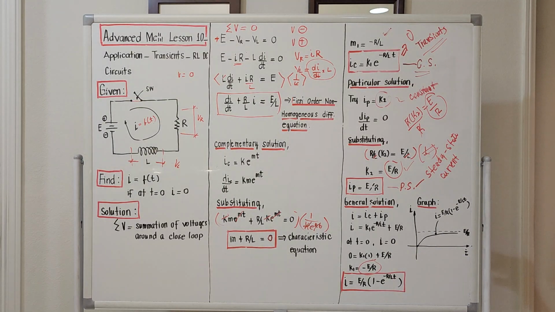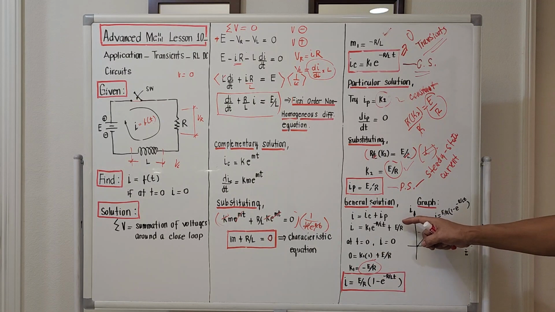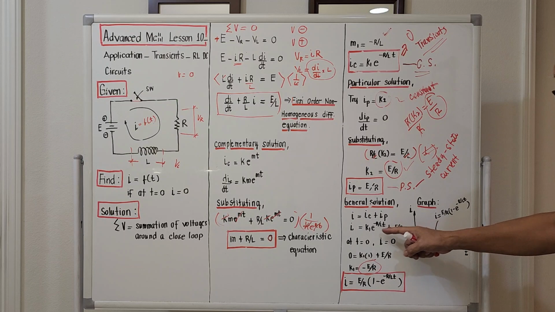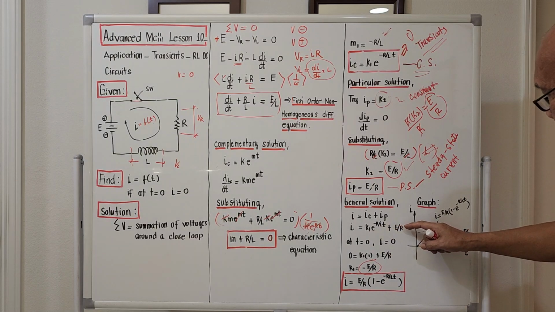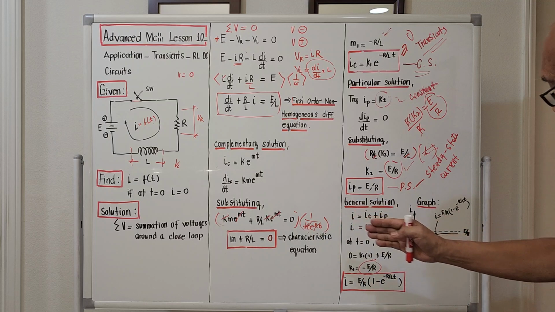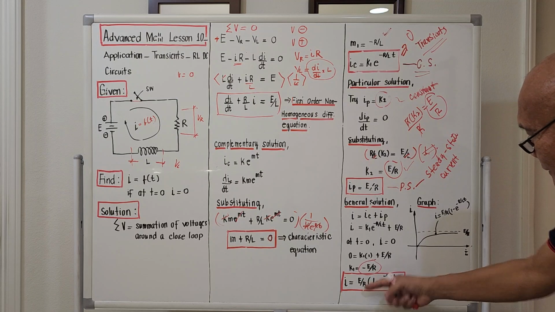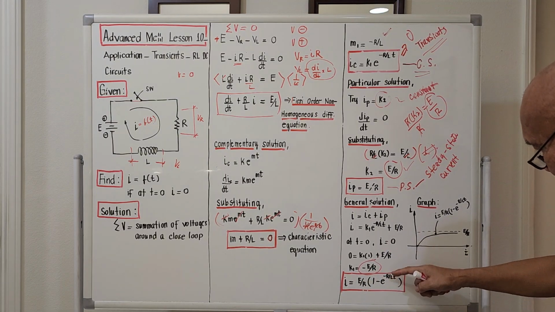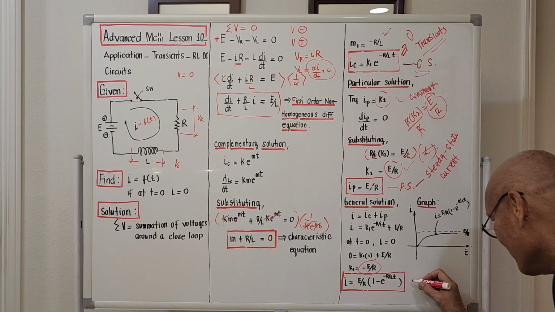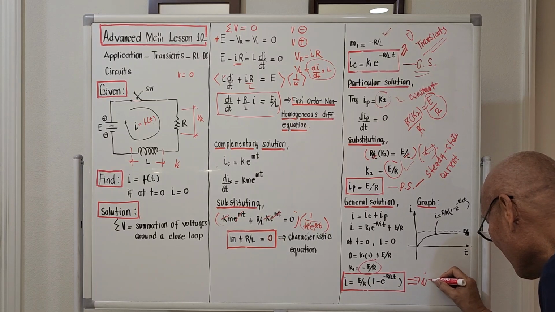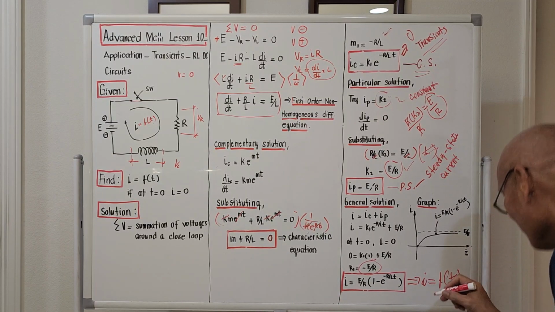So the total current solution now will be simply this. There is a common factor E over R, and this K1 here is negative E over R. So I will put this one ahead, then factor out. What will come out for the total current as a function of time will be the ratio E over R times the quantity 1 minus e raised to minus R over L times time. This is now i as a function of time.